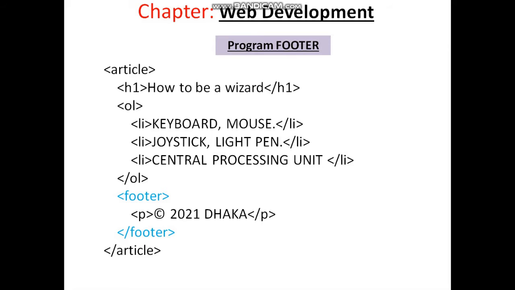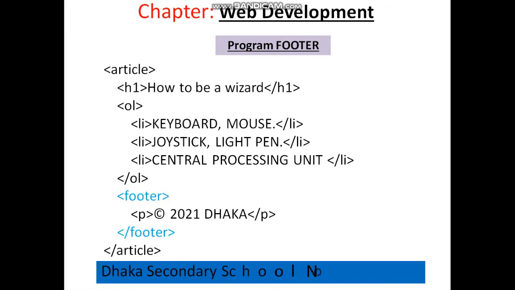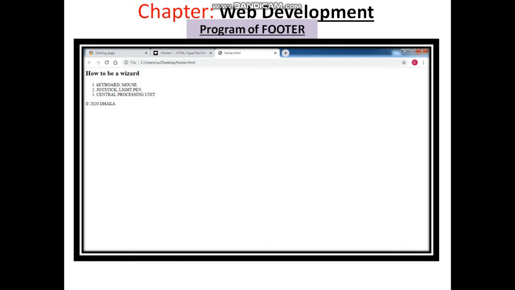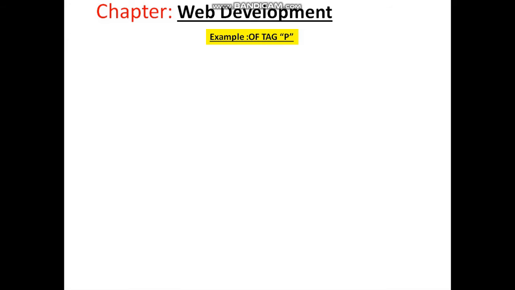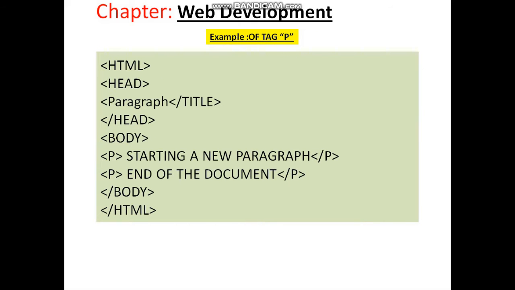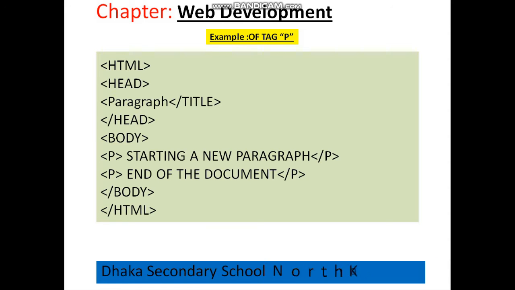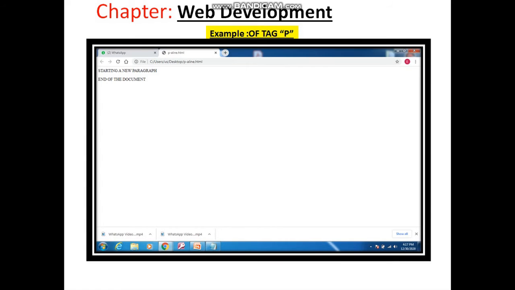Program number 1, footer tag. How can we use the footer in an HTML program? This is the program. Write down the program in Notepad, save the program and show the output like this. Program next, p tag. How can we use a p tag? Write down the program in Notepad, save the program with the HTML extension and show the output.